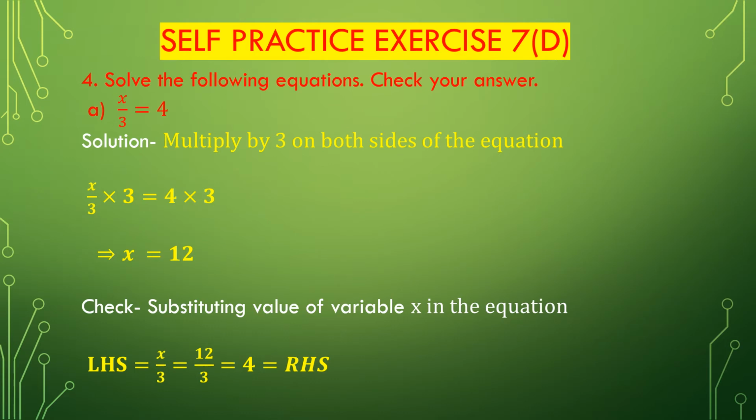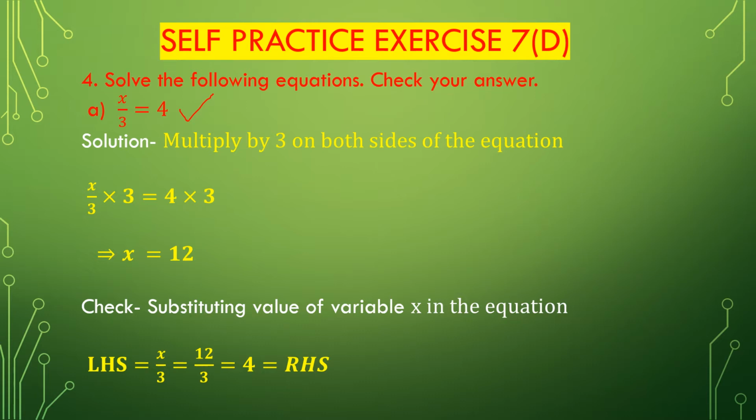Now we solve question number 4. Question number 4 is: solve the following equations, check your answer. First, part A is x divided by 3 equal to 4. This equation is given. Here left hand side is x divided by 3 and right hand side is 4.